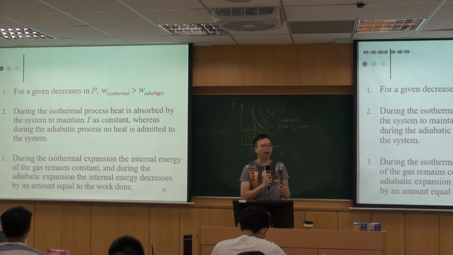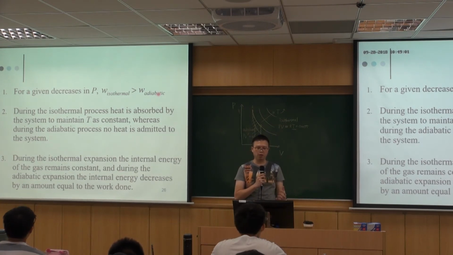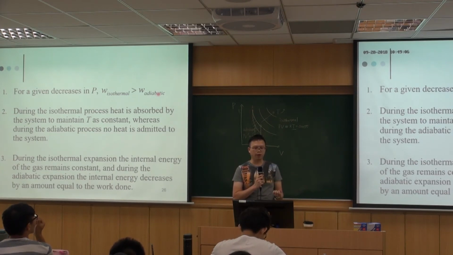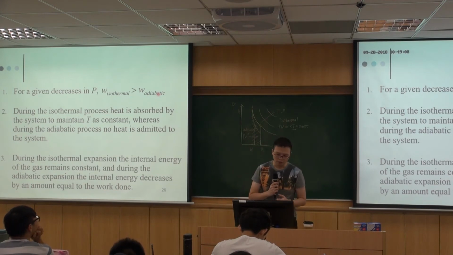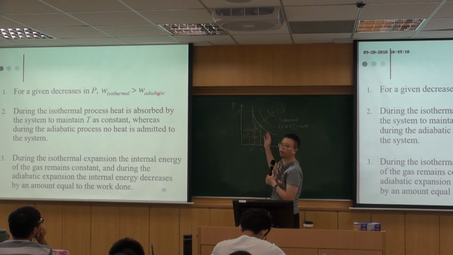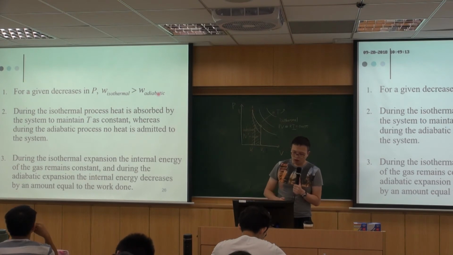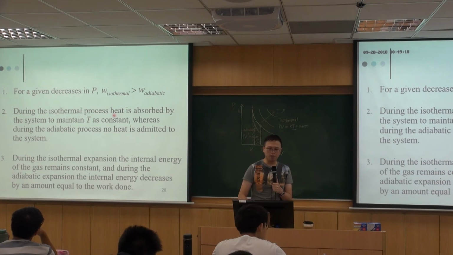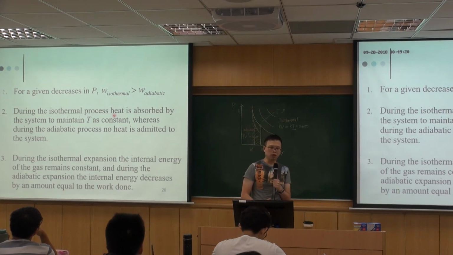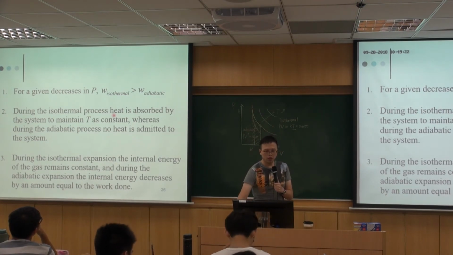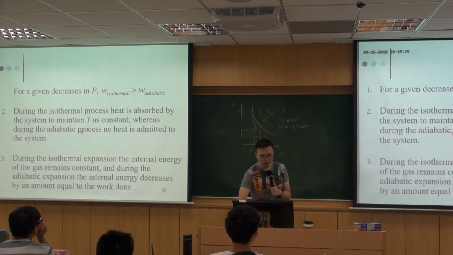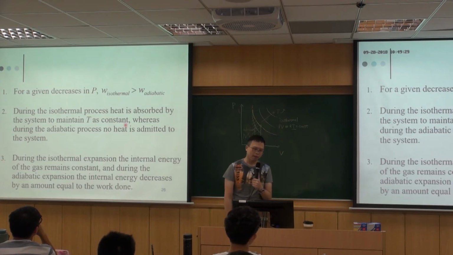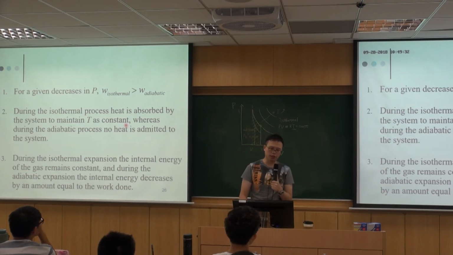So it means that for most cases, when you're dealing with an isothermal process, the work done by the system will be greater than in the adiabatic process. But of course, it depends on which state you're reaching. And this is what I mentioned: during the isothermal process, heat is absorbed to maintain T as constant. For an adiabatic process, no heat is exchanged with the system, right? For an adiabatic process, dQ is 0.